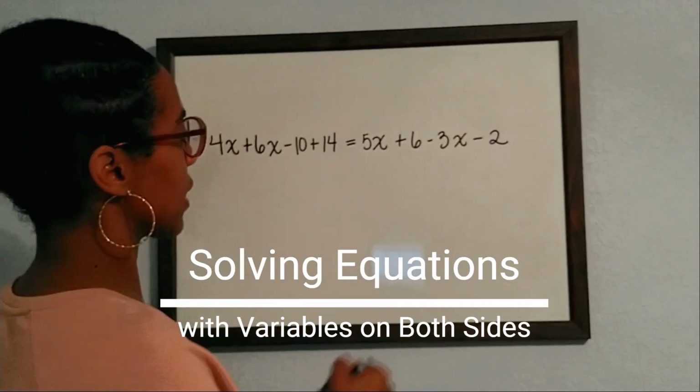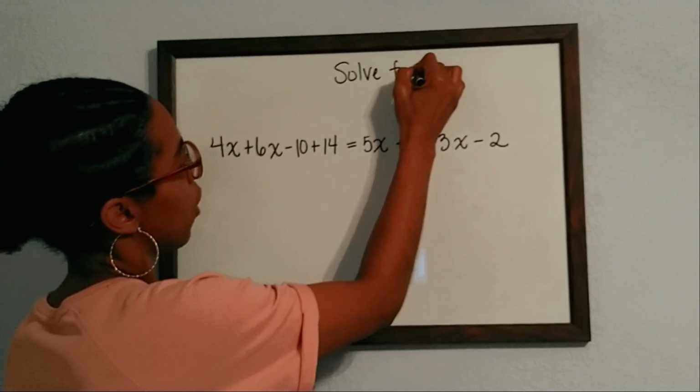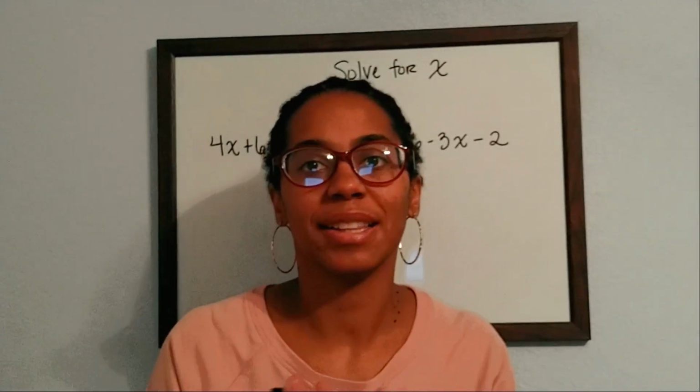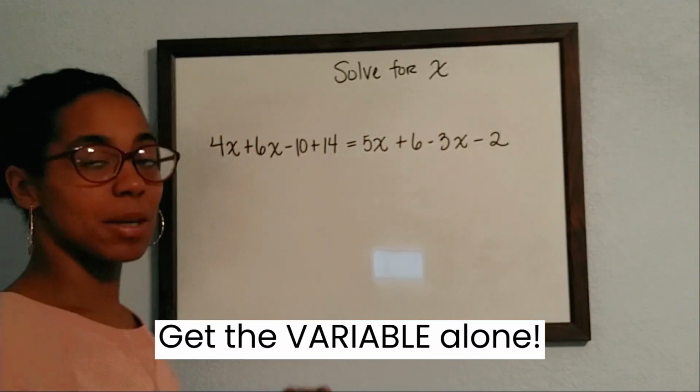Right, so let's solve for x. That's our goal here. We're going to solve this equation for x. How do we solve for x? Our goal is to what? We want to get that x by itself, right? So we have to do some simplifying first.